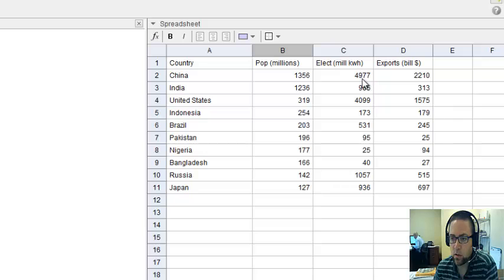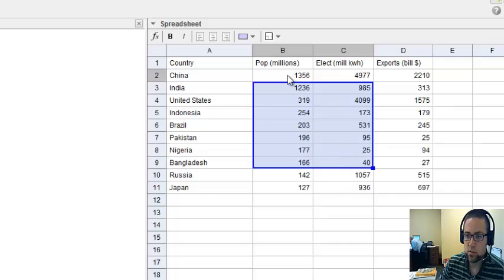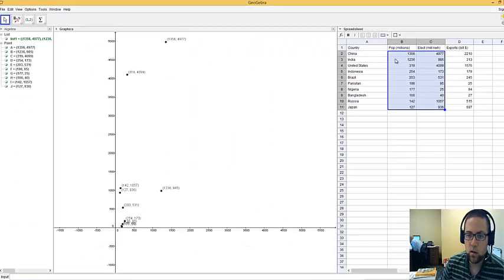So this would be 4,977 million kilowatt hours of energy produced in China, and I have all those values there. And then I also did exports in billions of US dollars. So you can see that China exported $2,210,000,000 dollars worth of exports. So I went ahead and graphed these first two quantities.